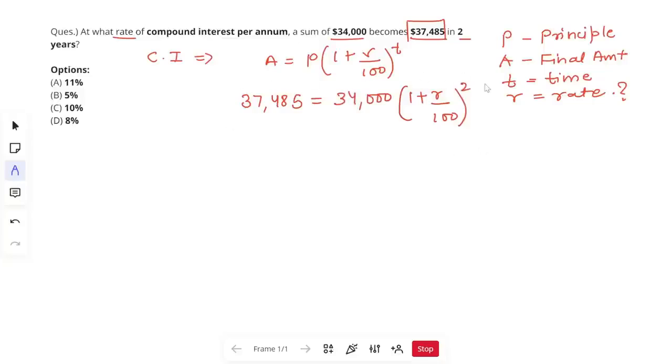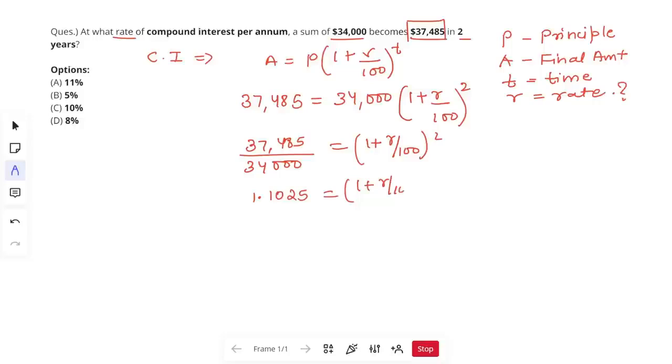Now our work is to simplify this equation and find the value of R. Let's see how we can do that. 37,485. I will bring this 34,000 down here. And then we are left with (1 plus R by 100) squared. On this side, you will have to perfectly divide. So you will get the value in decimal, which is going to be 1.1025, and then we will have the same thing here, which is (1 plus R by 100) squared.